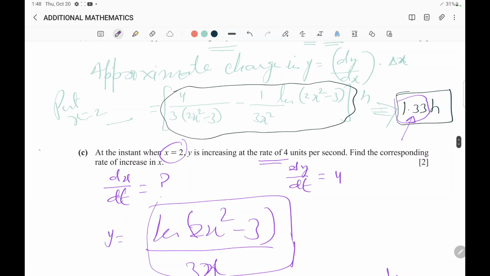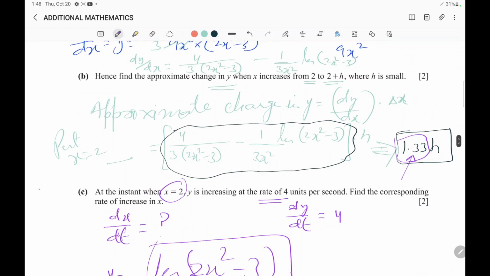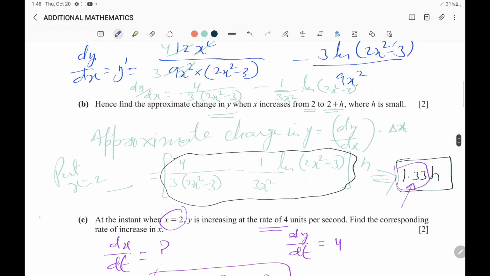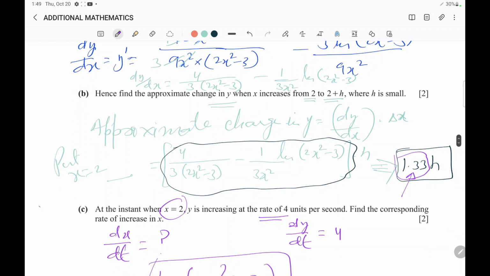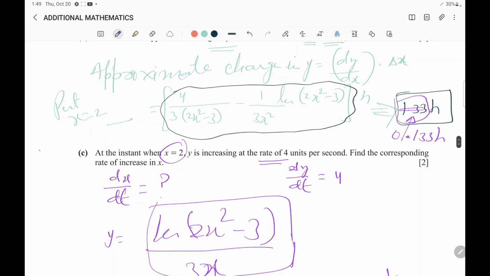Is this 1.33? Okay guys, just now I have checked this once again. I found this is not 1.33, this is 0. Cut this, this is 0.133, so it is 0.133 h.